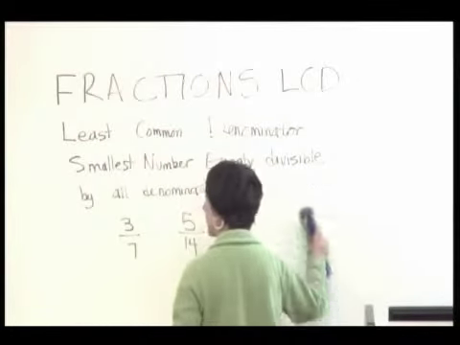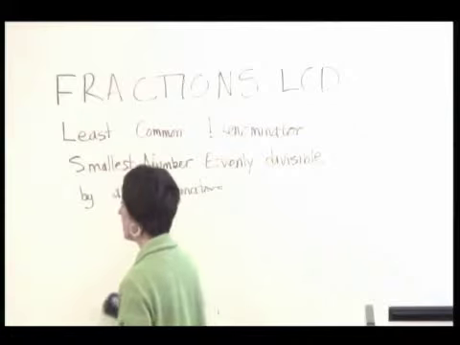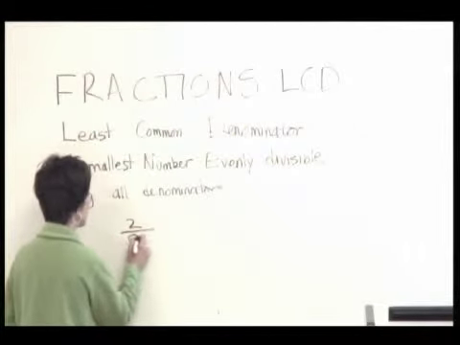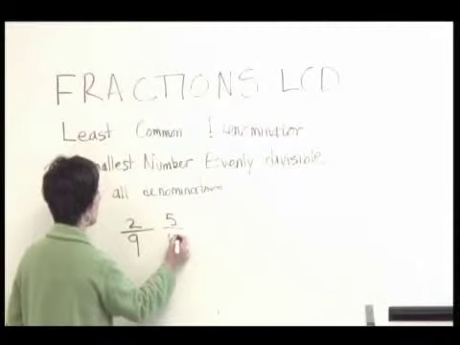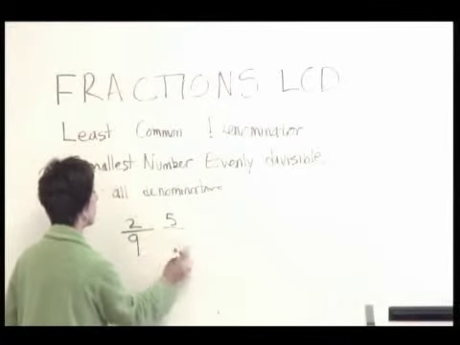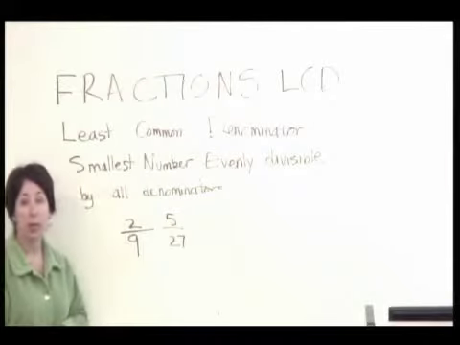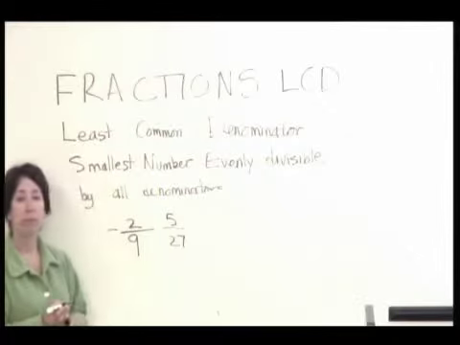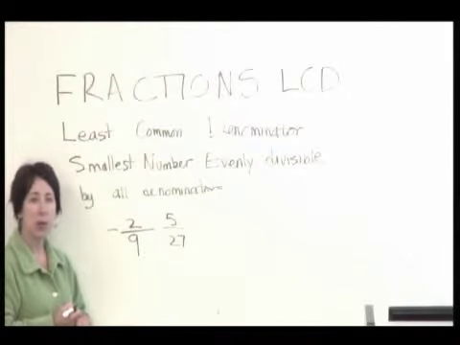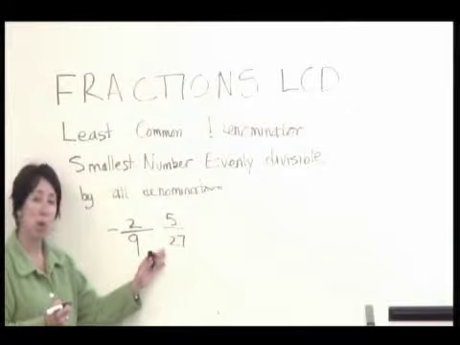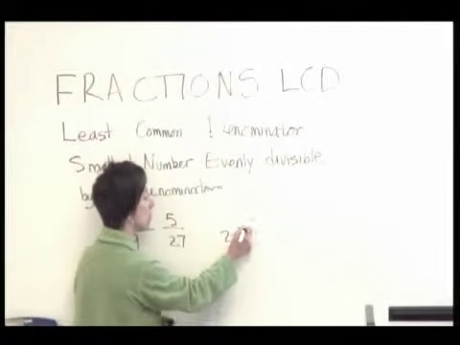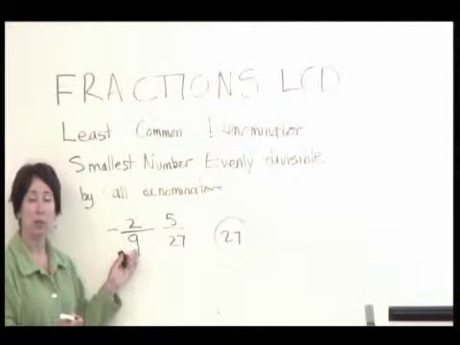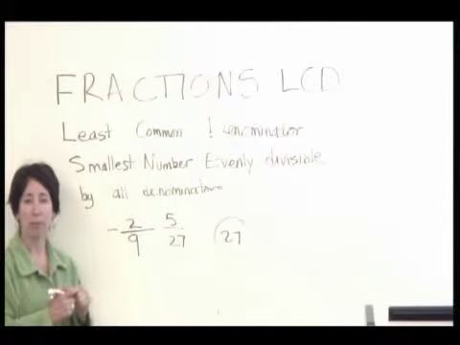Okay, let's look at another example. What would the least common denominator between these two fractions be? I'll make this a negative. The least common denominator is going to be 27. That's the smallest number that 27 and -9 will divide into evenly.